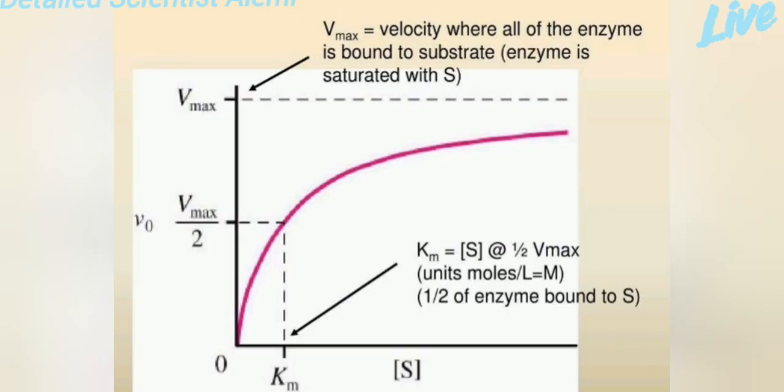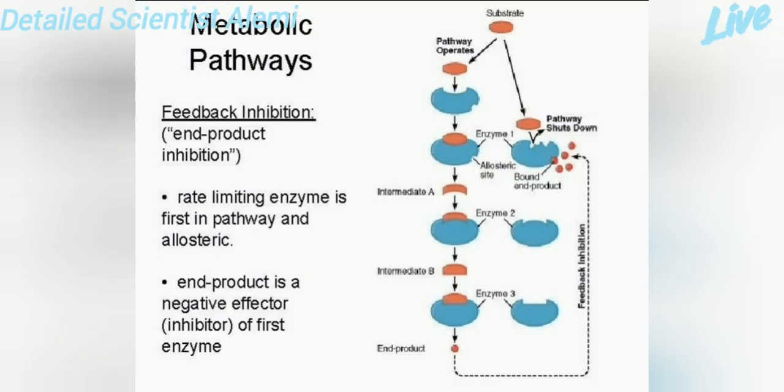Let us talk about metabolic pathways. A metabolic pathway is a sequence of enzyme-controlled reactions where the product of one step becomes the substrate for the next step.